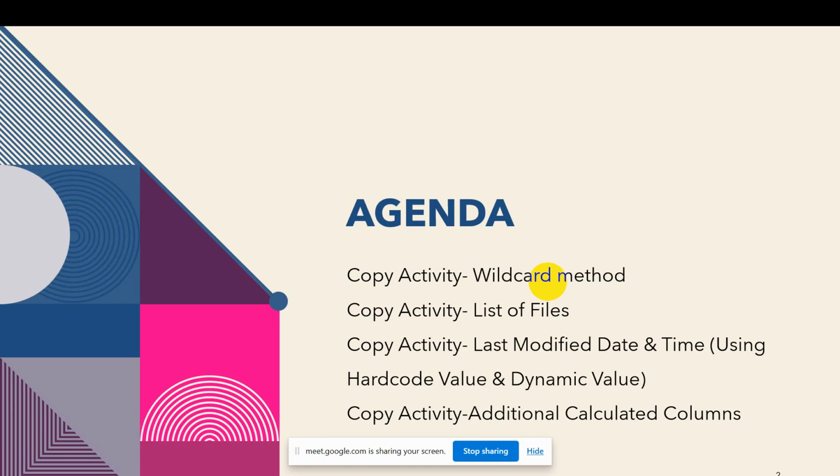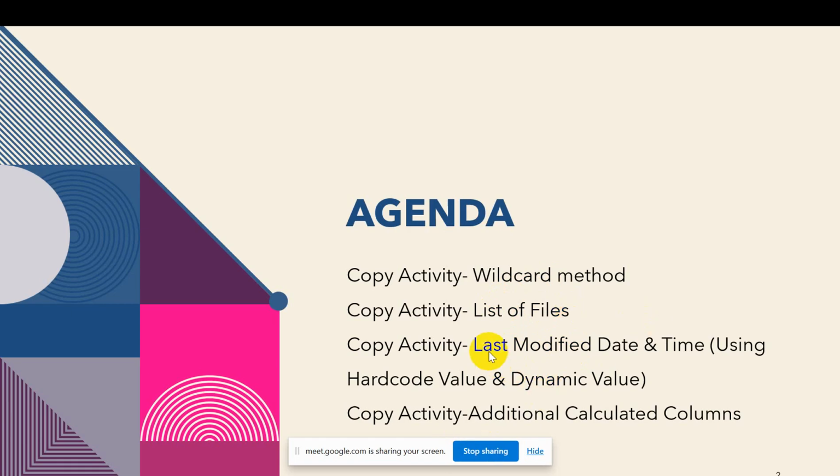Okay. And the second one is the list of files. For example, if you have thousands of files, but you want to do a copy activity only for a specific file based on the list, so you can do that. So these two things are very important.